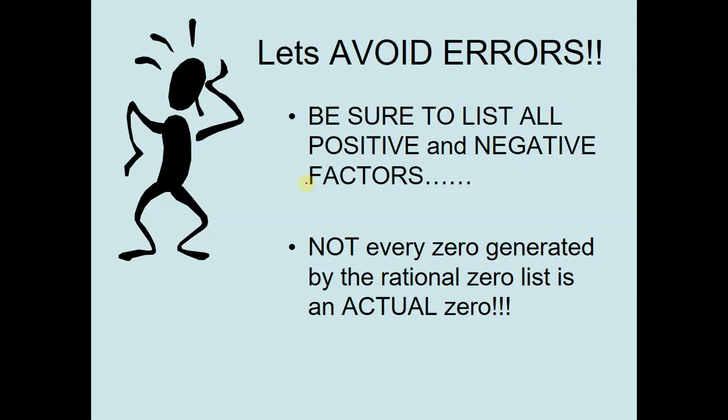Now, avoiding some errors. Be sure to list all positive and negative factors. Notice, guys, negatives definitely sometimes do come to be the best friend in the magic solution. Not every possible 0 you generate by your rational zero list is an actual 0. Not all of them are, in fact, answers. Those are your guesses or your hints, so you can narrow your guesses down. Patience is definitely the key. You definitely need to make sure you know how to synthetically divide, because otherwise you can get yourself into a rut. So be careful with that.